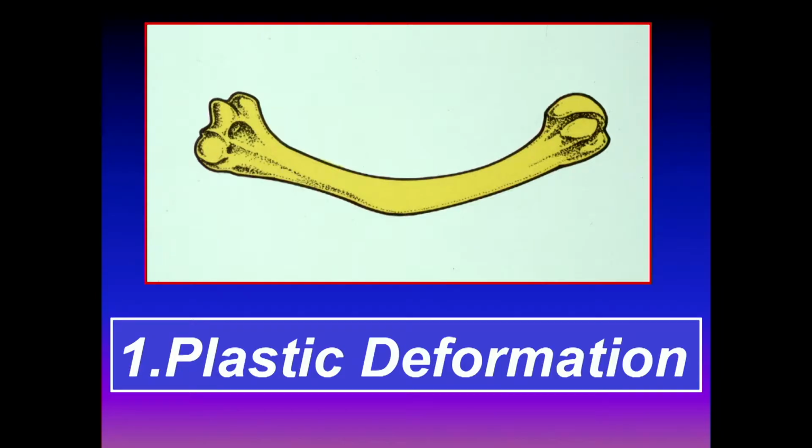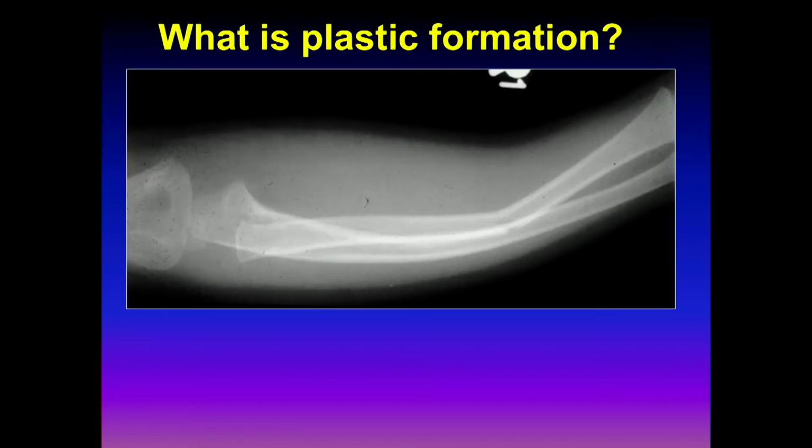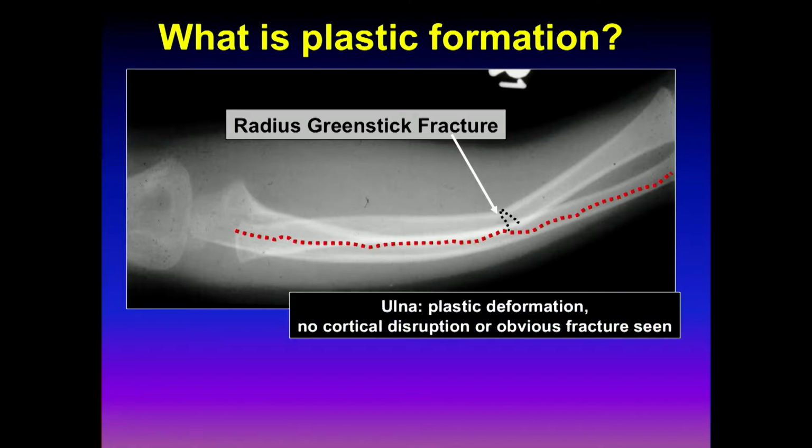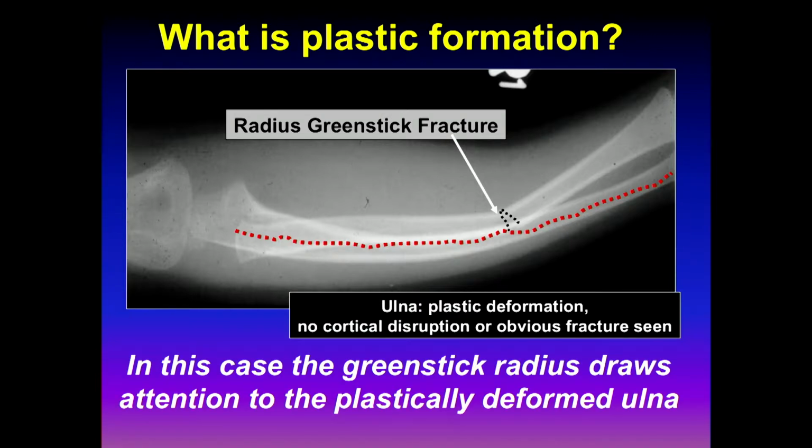So what do we have here? It's bent. With plastic deformation, you have failure of the internal structure. So it is a fracture, but it's a fracture of the bone units internally, and the cortex remains intact. This one has a radius green stick fracture, but here we have plastic deformation. We don't have cortical disruption and obvious fracture seen. And often, unfortunately, in the emergency room, this is not appreciated. So the green stick fracture draws attention to the plastically deformed ulna.